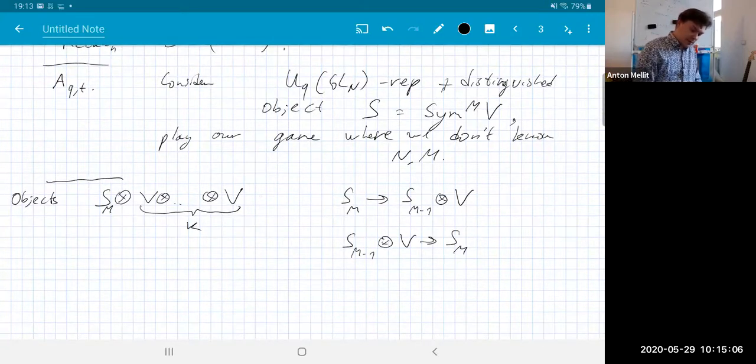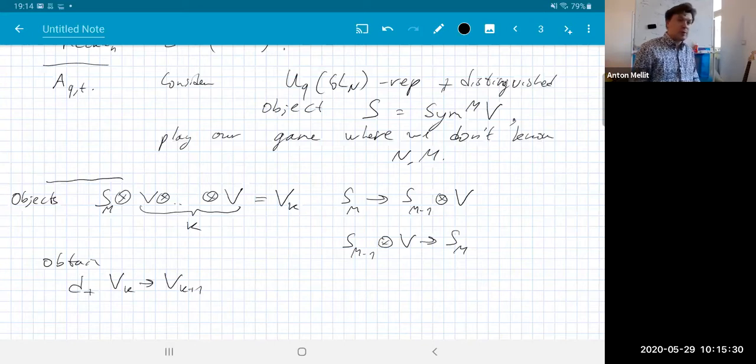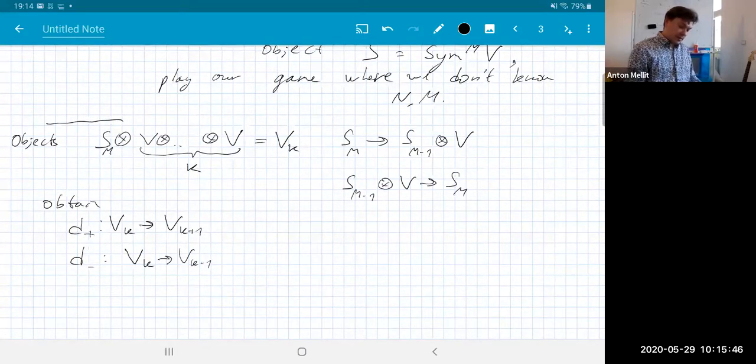So if we denote these objects by V_k, then we obtain morphisms from V_k to V_{k+1}, which we denote by D plus, and the second map gives you a map from V_k to V_{k-1}. But the dependence on m will be hidden in some parameters. And now with this idea, you get the AQT algebra.